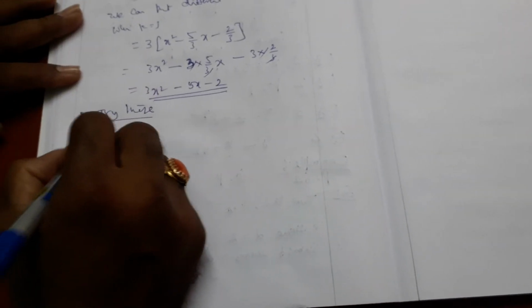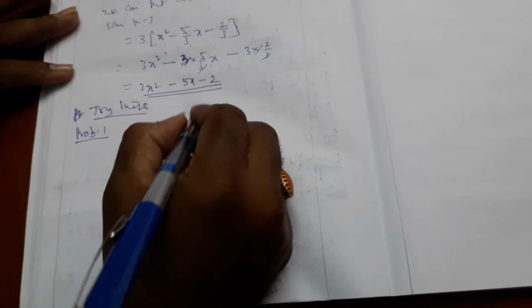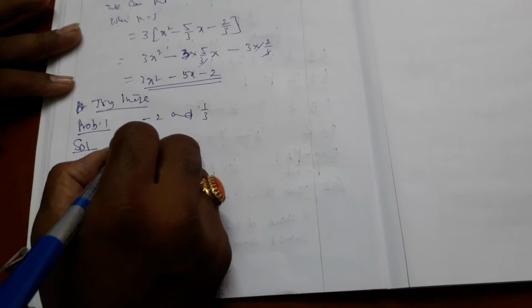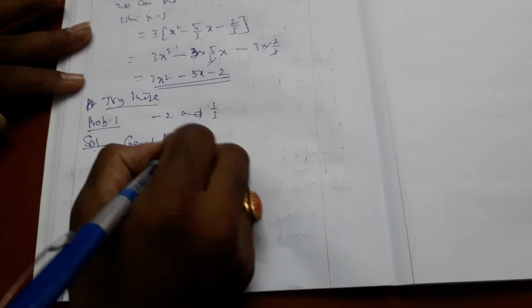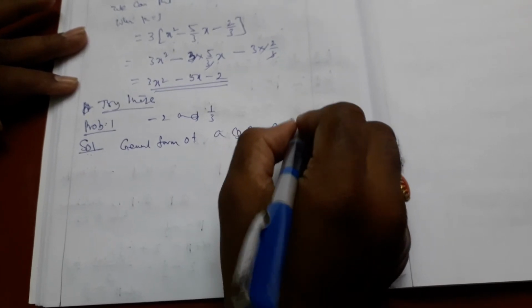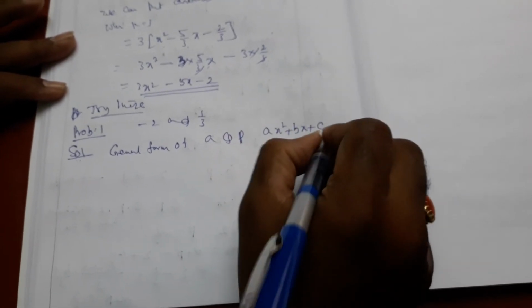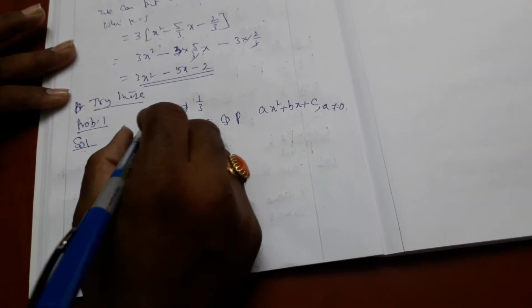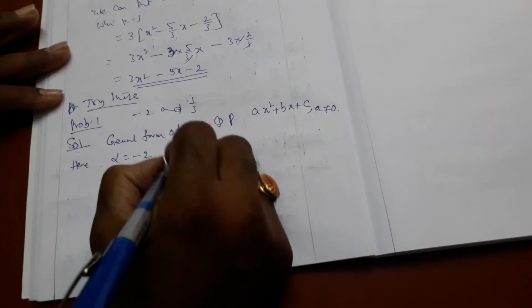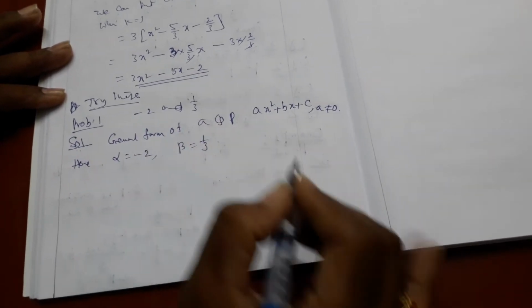Problem 1. Find a quadratic polynomial with zeros minus 2 and 1 by 3. The general form of a quadratic polynomial is ax square plus bx plus c, where a is not equal to 0. The zeros are alpha and beta. Here alpha equals minus 2 and beta equals 1 by 3.